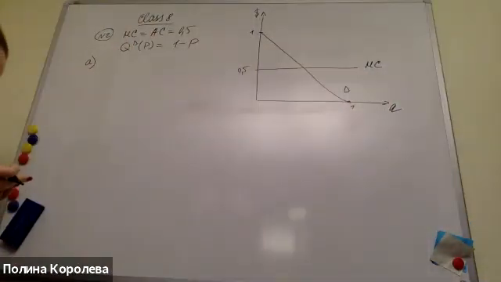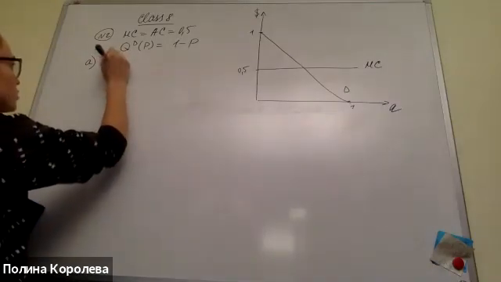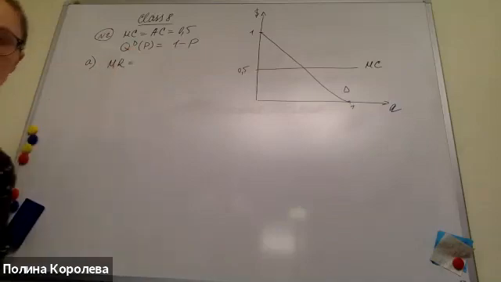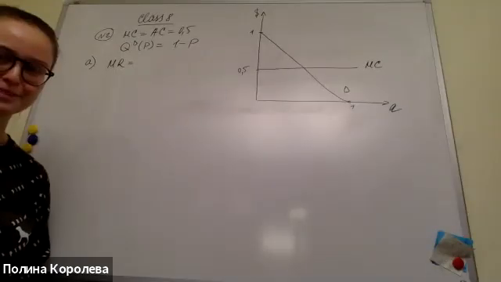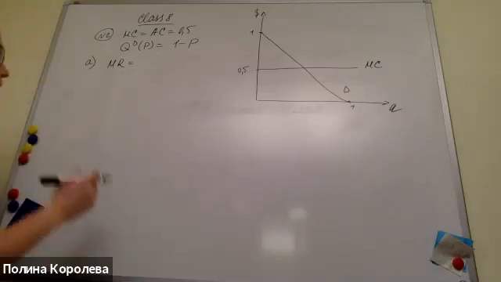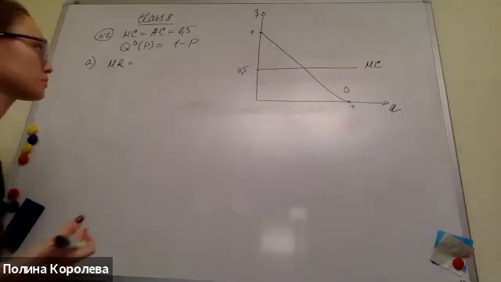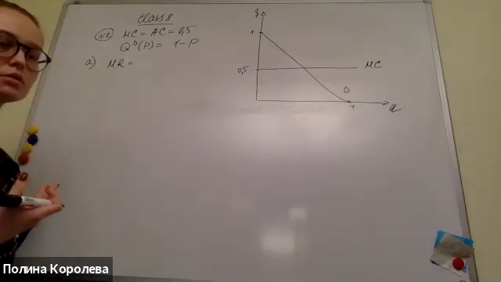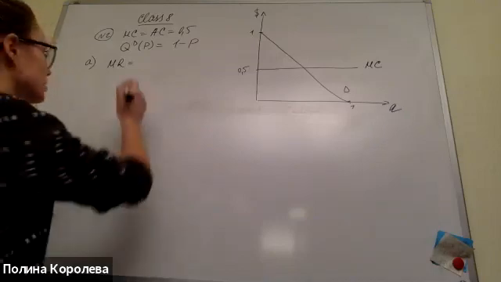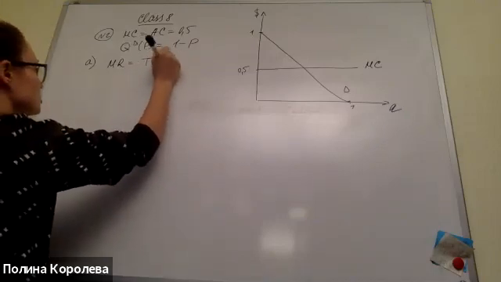Okay. Derive the expression for marginal revenue and add the marginal revenue curve to your graph. How to find marginal revenue? It's the derivative of total revenue. Yes, total revenue, sorry. As marginal cost is the derivative of total cost, marginal revenue is the derivative of total revenue. It's the change in total revenue if we change the quantity, by definition. So we take the derivative of total revenue.